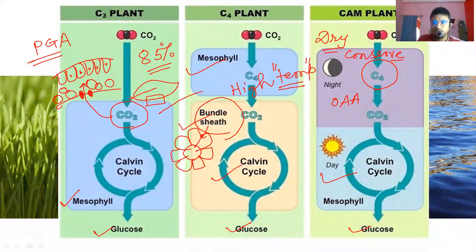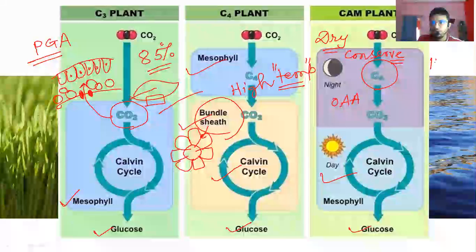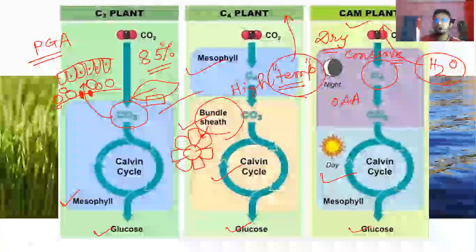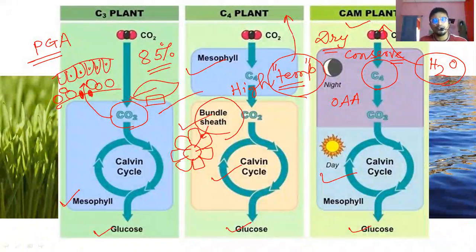So there are two purposes. If you want to conserve water, then you should take the CAM pathway, or crassulacean acid metabolism pathway. And if you want to survive in high temperature, then you have to go for the C4 cycle. So C4 plants are basically designed to tolerate high temperature, and CAM plants are basically designed to conserve water so that they won't lose water in a dry place.